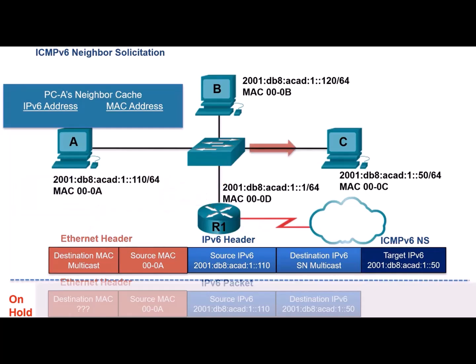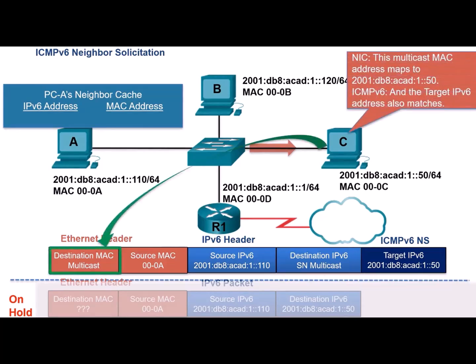Host C receives the Ethernet frame. This time, the Ethernet multicast MAC address matches a MAC address associated with host C, specifically the one mapped to host C's IPv6 solicited node multicast address. Therefore, host C accepts the frame and passes it up to its IPv6 process and then its ICMPv6 process. The target IPv6 address in the ICMPv6 header matches its own IPv6 global unicast address, so host C knows it is the target of this neighbor solicitation message.